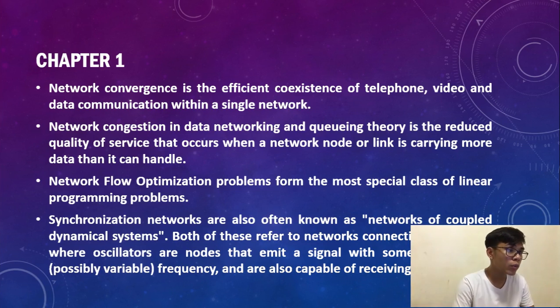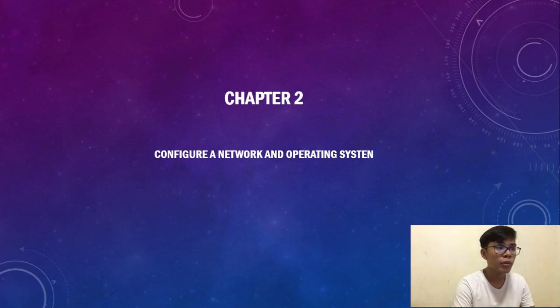So let us now see why the others are not the answer. Network flow optimization problems are from the most special class of linear programming problems. Synchronization networks are also often known as networks of coupled dynamical systems. Both of these refer to networks connecting oscillators, where oscillators are nodes that emit signals with somewhat regular frequency. The answer is network congestion, because network congestion is when there is too much or an overload of data and the network can't handle it. So now, in Chapter 2, configure a network in the operating system.